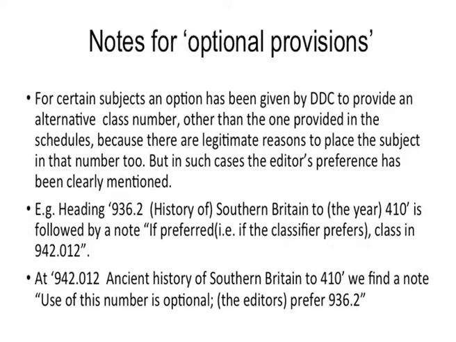At 942.012, the heading is Ancient History of Southern Britain to 410. There we find a note: use of this number is optional. The editors prefer 936.2, meaning we should give preference to the number 936.2 for this heading.